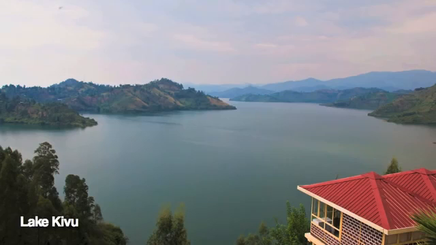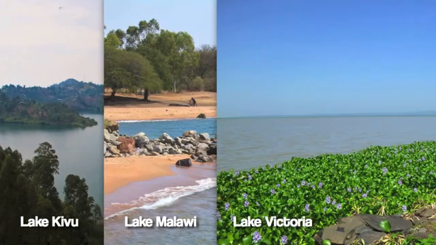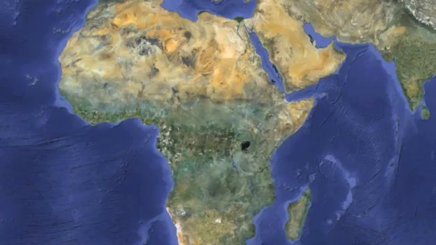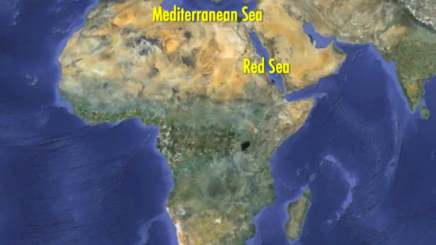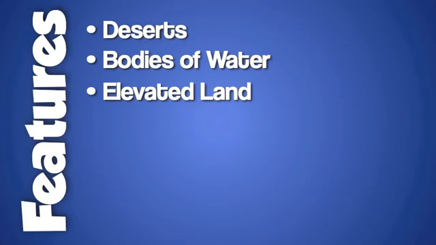Africa actually has its own version of the Great Lakes, with famous lakes like Lake Malawi, Lake Victoria, and Lake Tanganyika as well. But in addition to these lakes, you also have to recognize the major bodies of water that form the border around Africa, including the Mediterranean Sea and the Red Sea, and of course, the Atlantic Ocean and the Indian Ocean. Then there's elevated land.